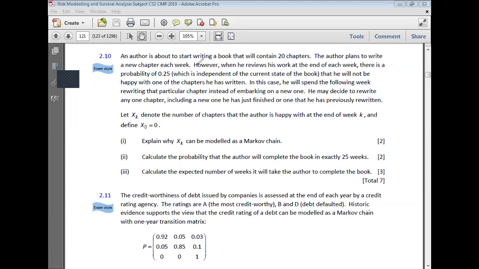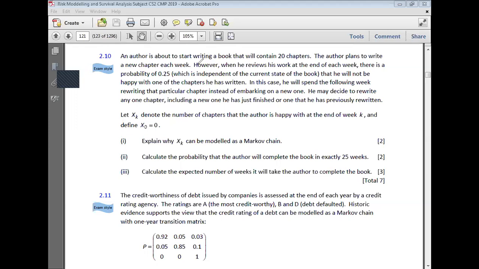And then we are given the probability that he will be happy. So 0.25 is the chance that he will not be happy with one of the chapters. It says one of the chapters, so it doesn't necessarily mean that, if you are in week 5, you can only rewrite chapter 4. You can rewrite any of the chapters that you have previously written. It could be chapter 1, chapter 2, or any of the chapters. So I guess we have that, and I guess that is all the information.